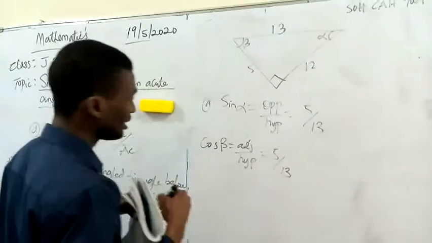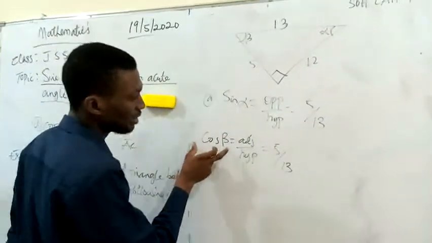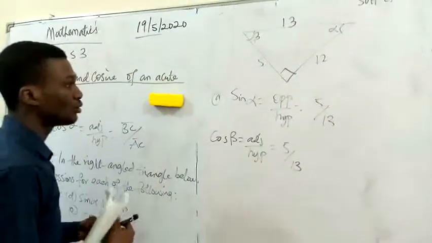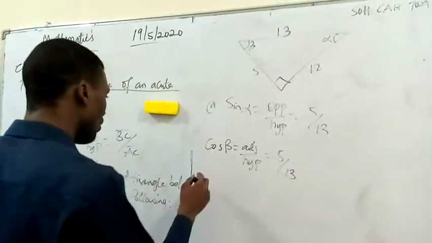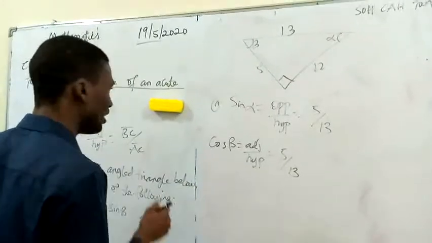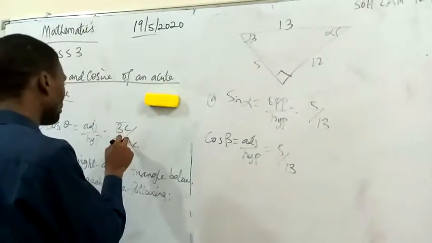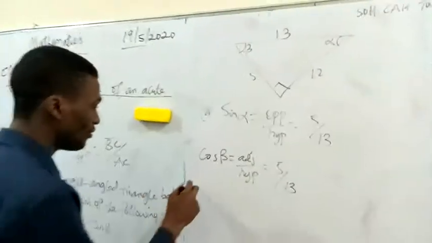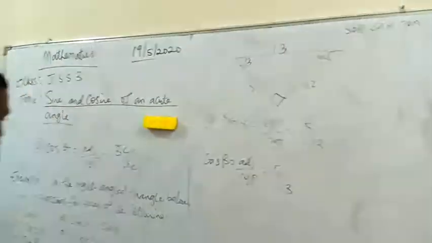So you can see what I say, that sin alpha is always the same thing as cos beta, because we have 5 over 13 and 5 over 13. So the sine of an angle is always the same as the cosine of the corresponding complementary angle.